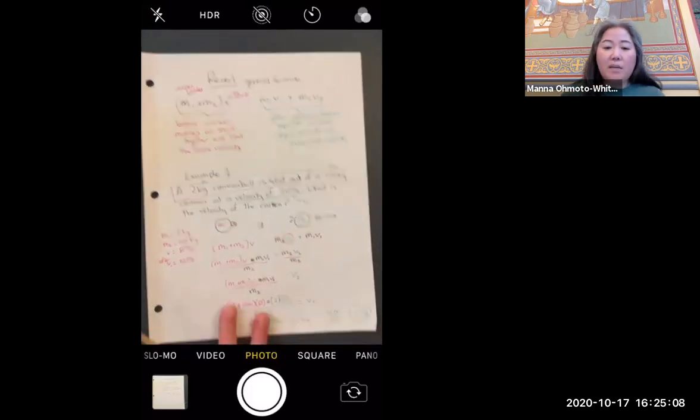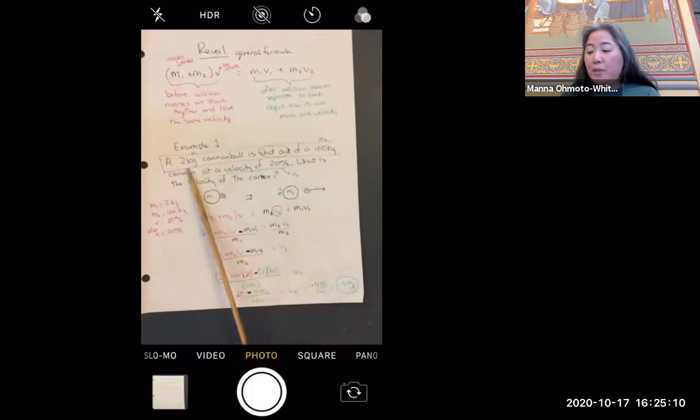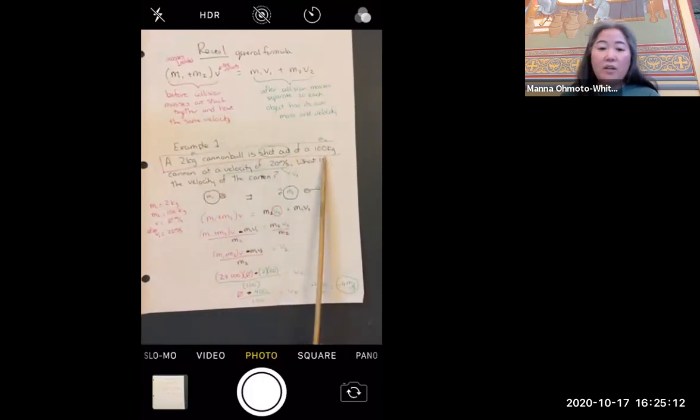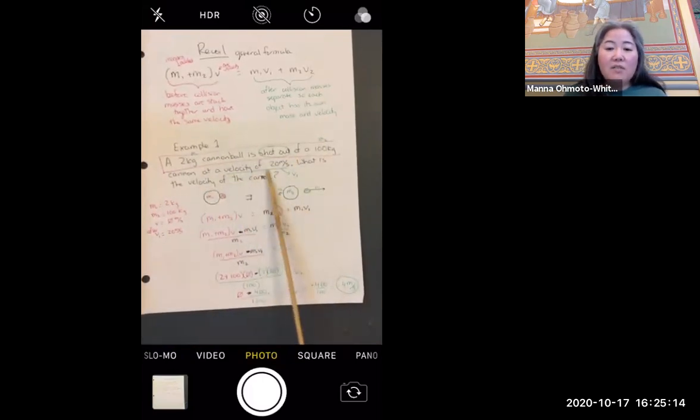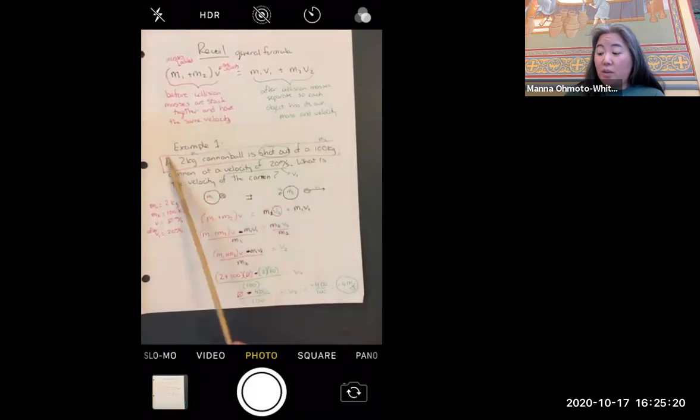So the first example: a 2-kilogram cannonball is shot out of a 100-kilogram cannon at a velocity of 20 meters per second. What's the velocity of the cannon? So this is what I start out with, right? After it's shot out, the cannonball has a velocity of 20 meters per second. One of the things that's not said, but is assumed, is that the velocity at the beginning is 0. The cannon and the cannonball aren't moving.